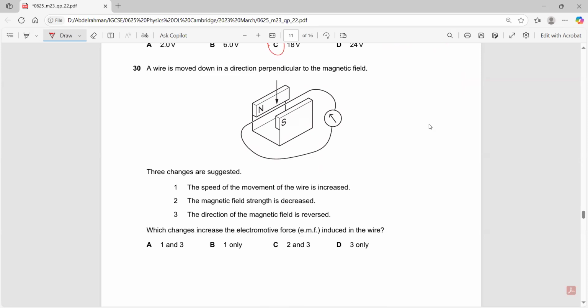Wire is moved down in direction perpendicular to the magnetic field. 3 changes are suggested. Which changes increase the electromotive force? I need to increase the EMF induced in the wire. The speed of the movement increased. Okay, this is correct. The magnetic field is decreased. No. The direction is reversed. Again, no. I don't care if I change the direction. And if I decrease the magnetic field, then the EMF or the PD will decrease, right?